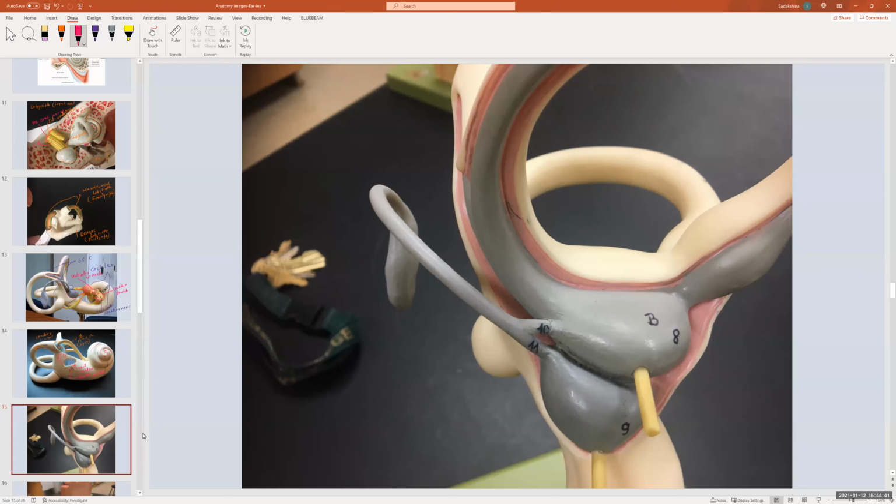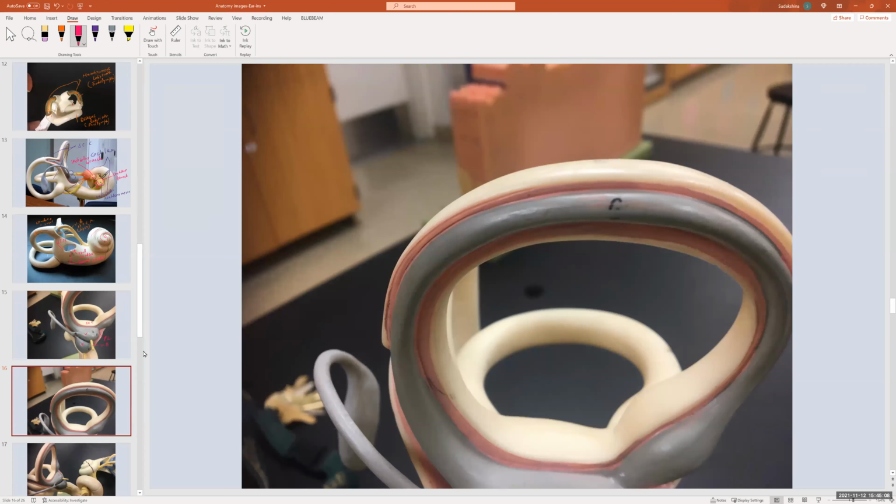So this is just another view. We are looking at the vestibule and semicircular canal. This pink is the perilymph. You see part of the vestibular branch of the vestibulocochlear nerve. Don't bother about learning the saccule and utricle because we are not focusing on that. This is just to show you again the membranous labyrinth and osseous labyrinth together with the semicircular canal. Again, this pink is filled with perilymph.